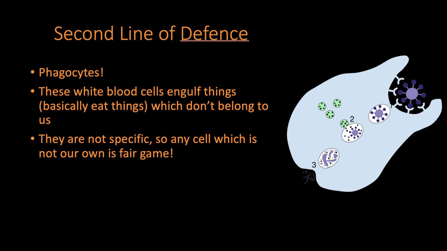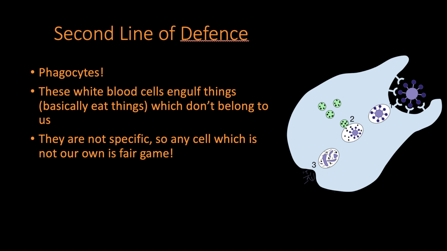Right, second line of defense are the phagocytes. We talked about these earlier a tiny bit. They're basically one type of white blood cells. What they do is they engulf things, which actually means they eat things. They kind of find the pathogens, and they take them in, and then they just basically digest them inside, right? They digest them just like we would digest our food. They take them in and then they digest them and kill them.